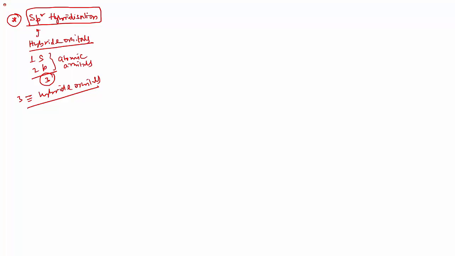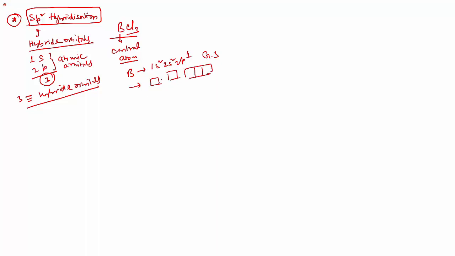Now you have to think about how these sp2 hybrid orbitals will be formed. Just take one example: trichloroborane, BCl3. This is the central atom. The boron has the electronic configuration 1s2, 2s2 and 2p1. This is the ground state electronic configuration.